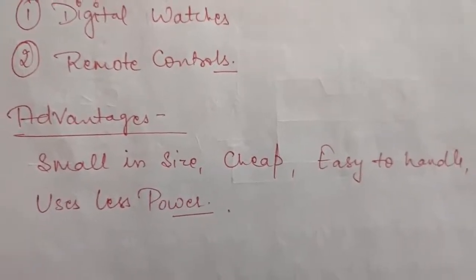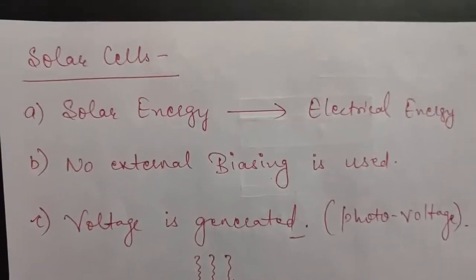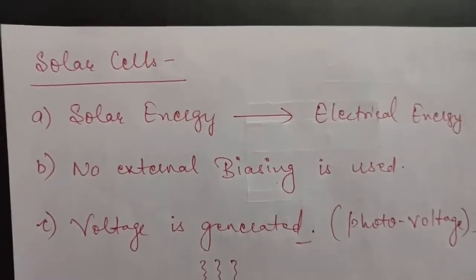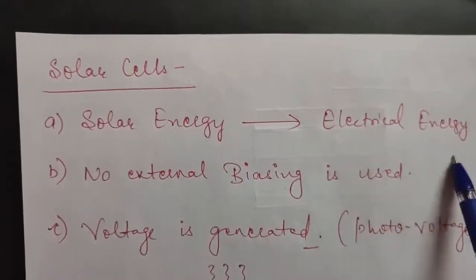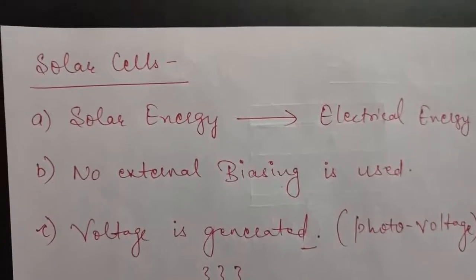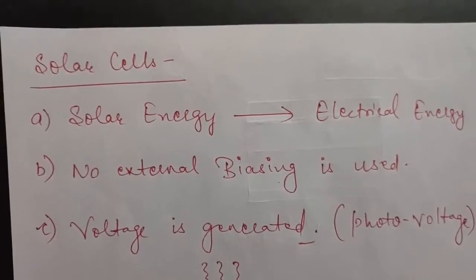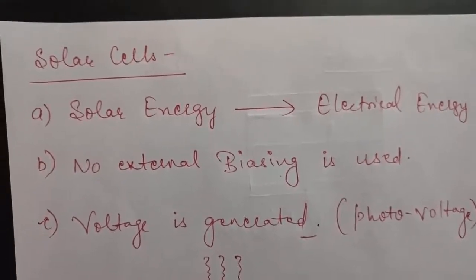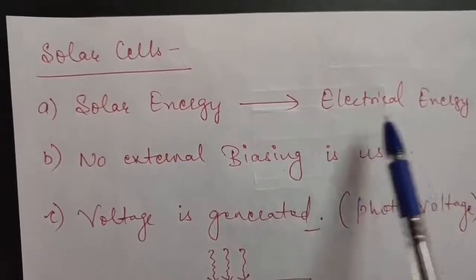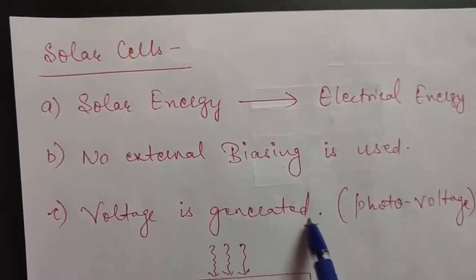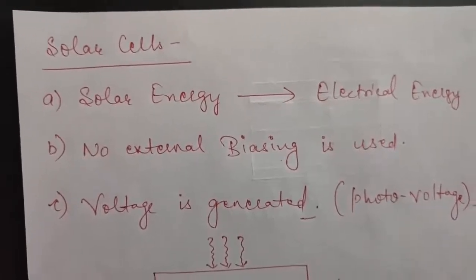Now we'll be discussing solar cells. Okay, so as again all of you know, the purpose for which solar cells are used is to convert solar energy, that is the energy from the sun, into electrical energy. Okay, so solar cells are the devices which will convert solar energy to electrical energy. Now in solar cells, no external biasing is used, that is neither forward biasing nor reverse biasing is used in solar cells. Okay, so through this electrical energy a voltage is generated, which is called photo voltage, obviously because this is generated through photons, so it is called photo voltage.